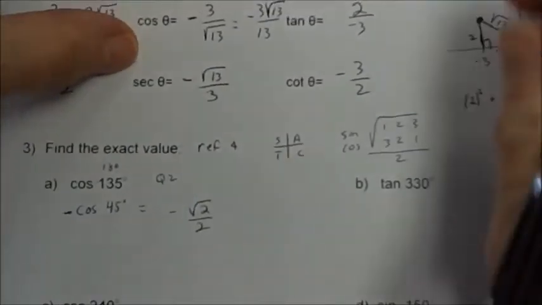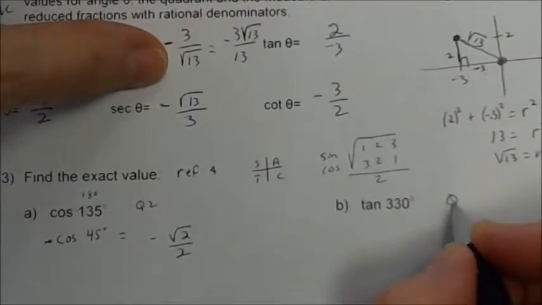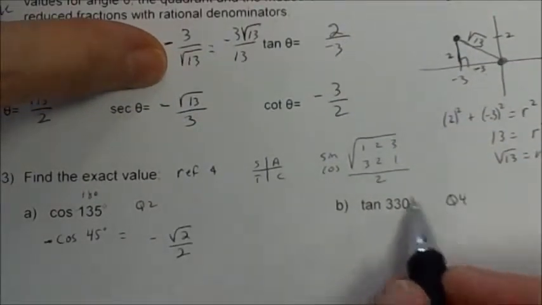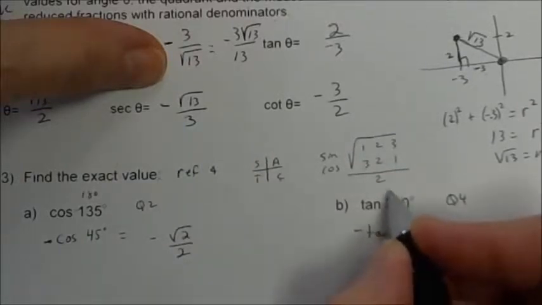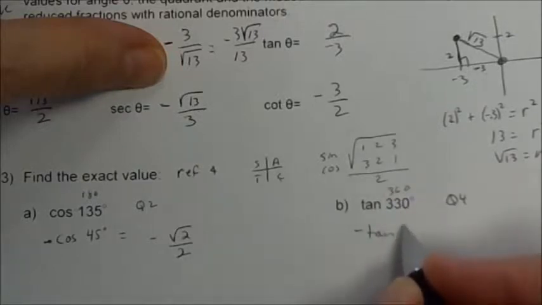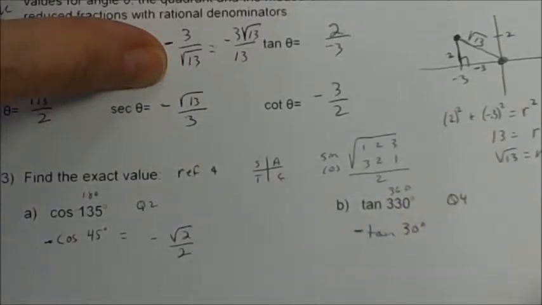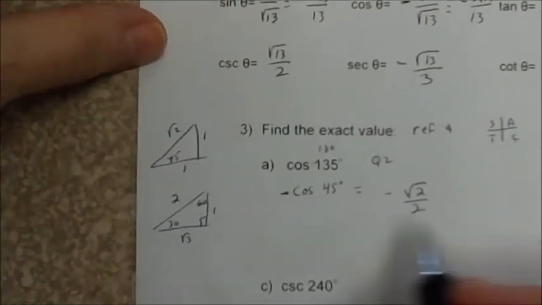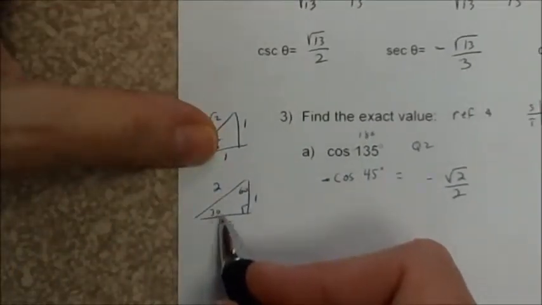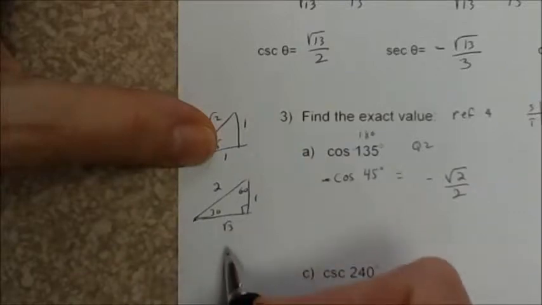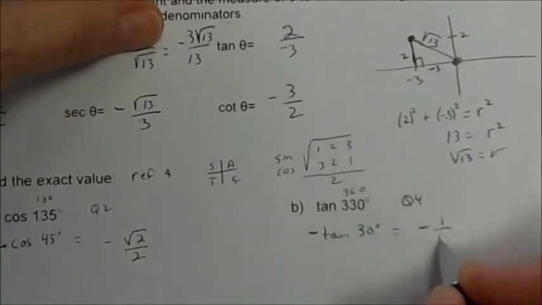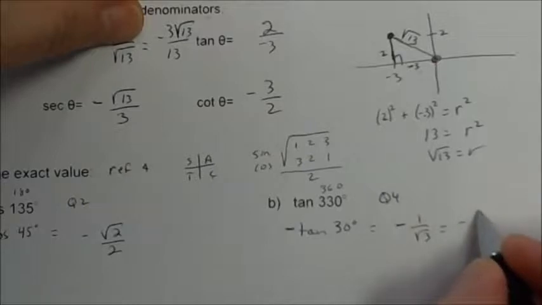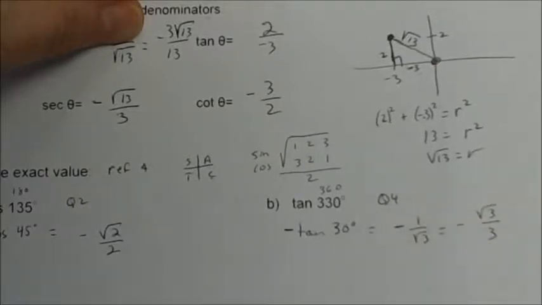The tangent of 330, well, 330 is in quadrant 4. And in quadrant 4, tangent goes negative. So we have a negative tangent, and the reference angle is 360 minus 330, which is 30 degrees. The tangent of 30 degrees, I'll use this special triangle. It is 1 over the square root of 3. But it's negative because it's in quadrant 4. But you have to rationalize the denominator, so you have the square root of 3 over 3.